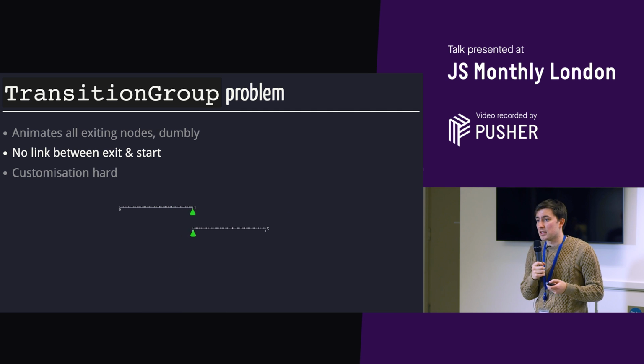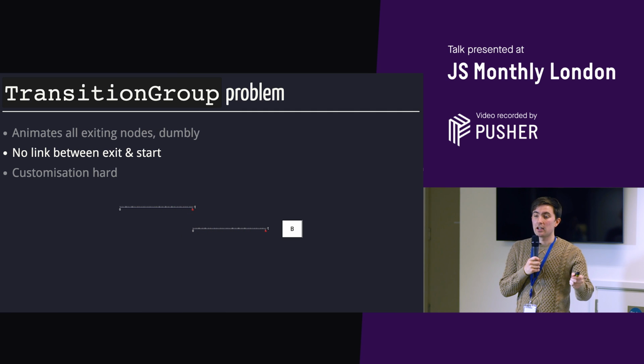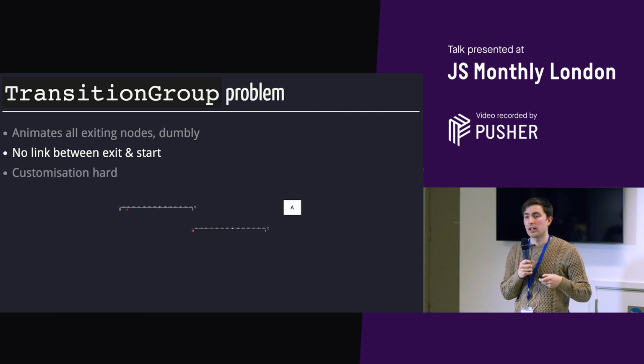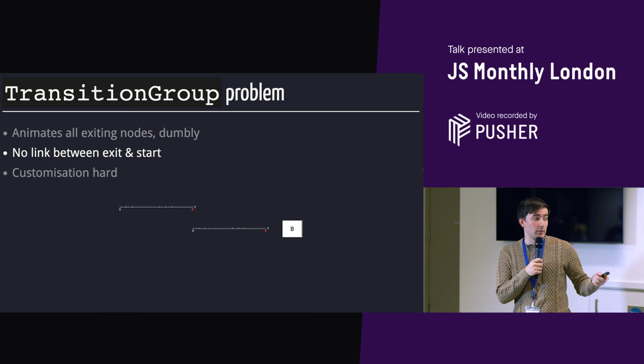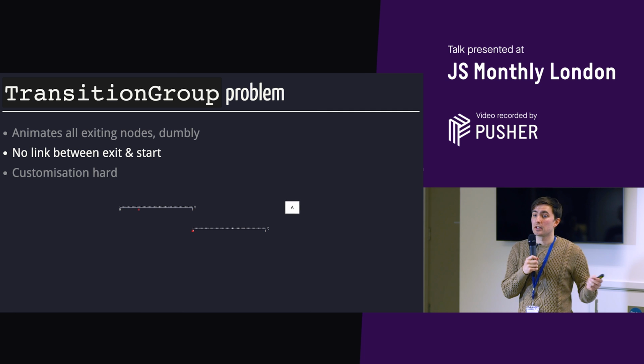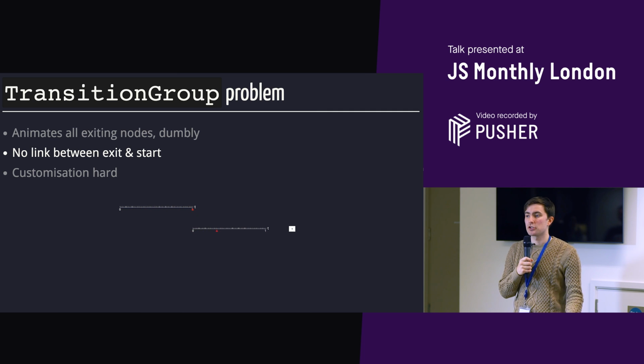The next issue is that there's actually no link between the end of one transition and the start of another. And again, this is similar to the previous point. But if you want, say, to have your A box animate out, and then once that's finished, start the animation for B, you can't do that. Transition group does not give you that API. Again, it's just very dumb. When something comes, it adds it. When something goes, it removes it.